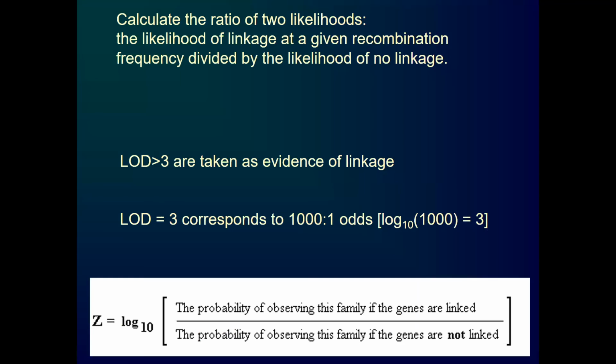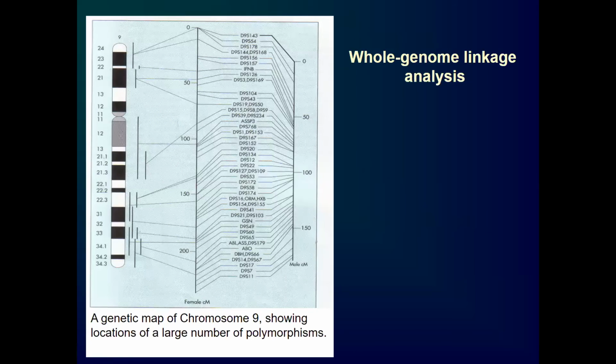So why did we take the LOD score above 3 as strong evidence of linkage? Because a LOD of 3 corresponds to 1,000 to 1 odds in favor of linkage. So the log 10 of 1,000 is 3. So 3 and above is strong evidence.